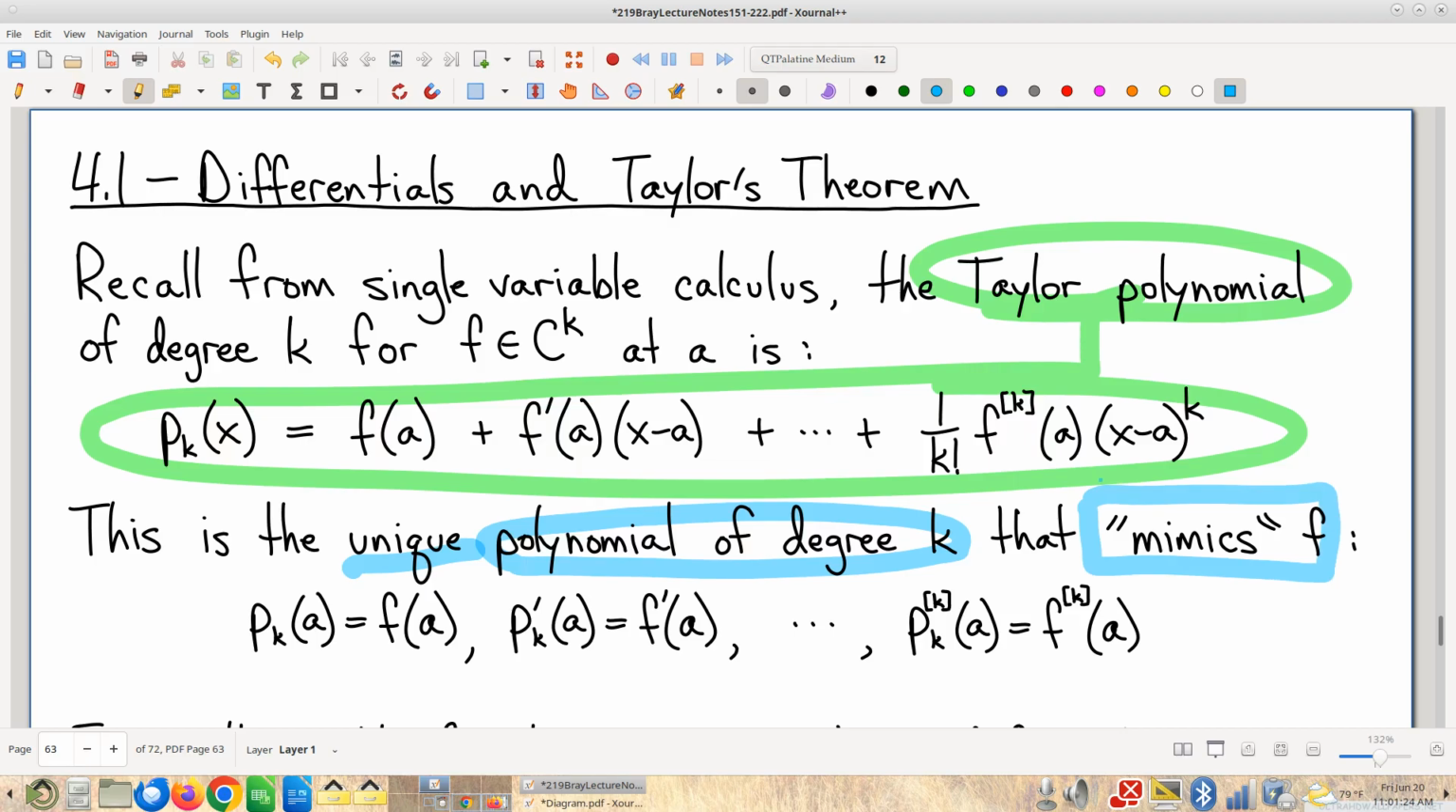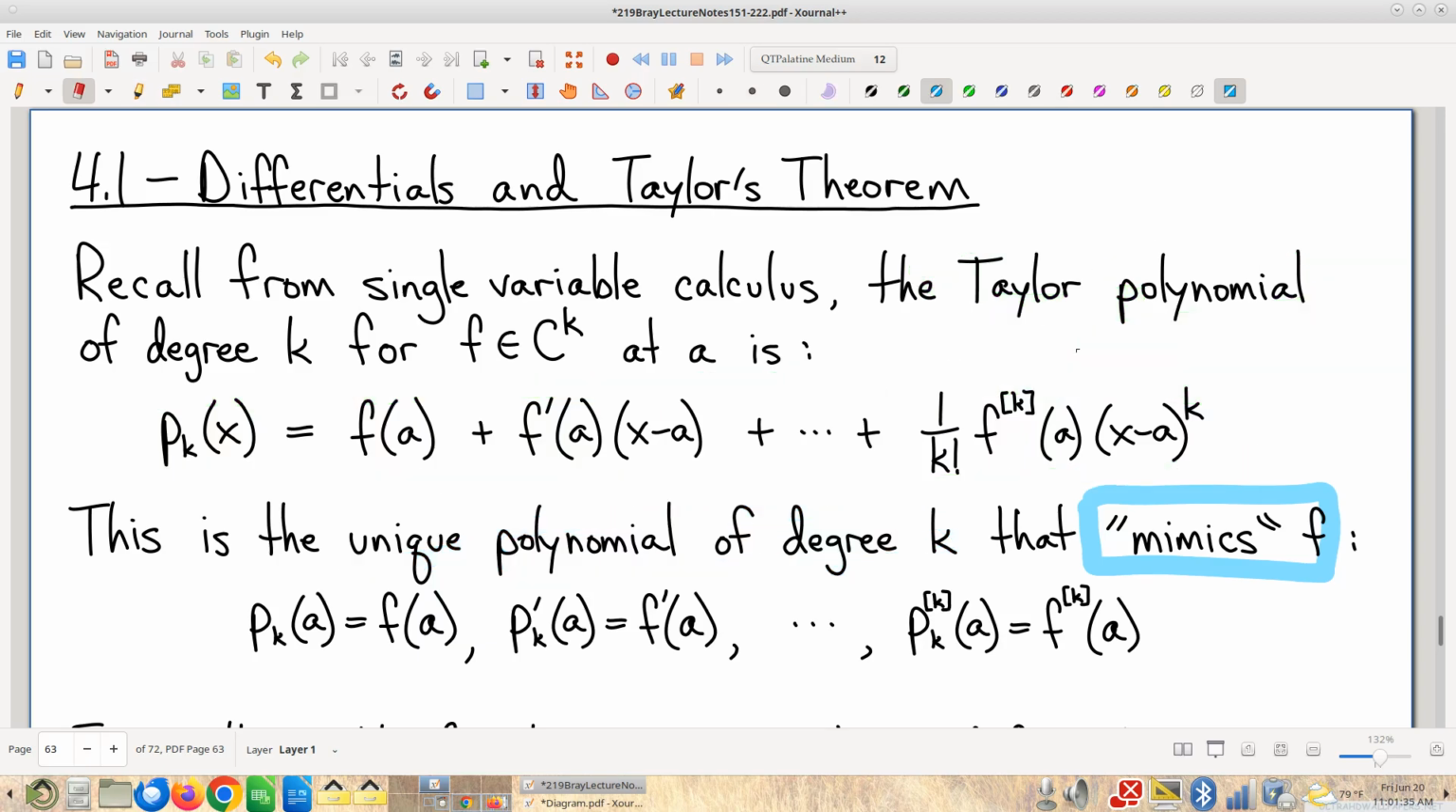So if you give me a point a, you give me a function f, this is the best mimic among polynomials of degree k. What I mean by mimic is that it has the same value as f, the same derivative as f, the same second derivative, third derivative, etc., all the way up to and including the kth derivative. So pretty neat take on Taylor polynomials, I think. Obviously, if it's mimicking the function, it seems reasonable to guess that it would be a good approximation of the function.